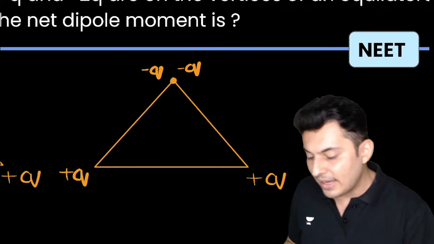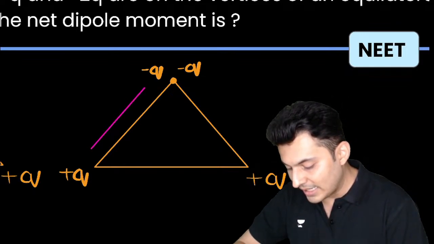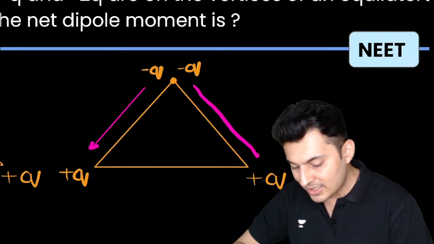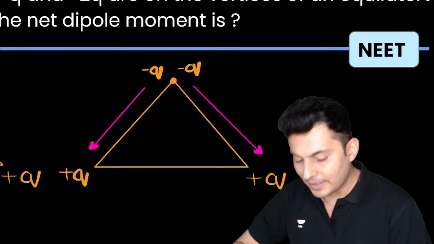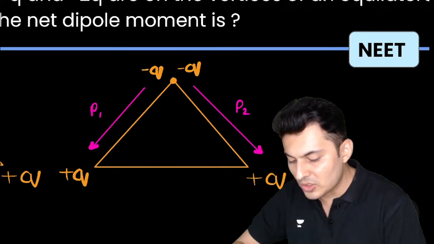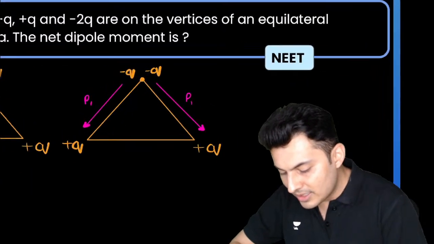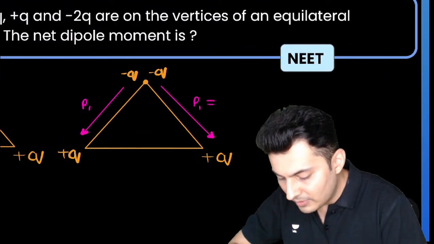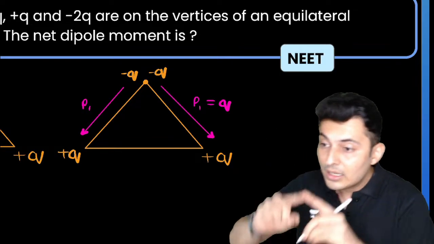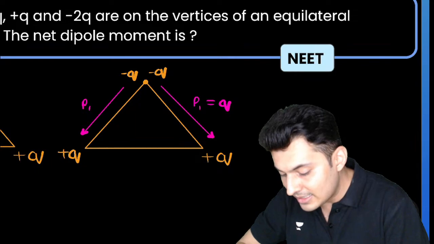Now, are you able to see dipoles? I think so. From minus to plus, there is one electrical dipole here. From minus to plus, there is another electrical dipole here. If I call the dipole moment P1 over here, this is also a P1 magnitude wise. And each of this P1 will be charge into the length. What is the length of separation? That is basically the side length.